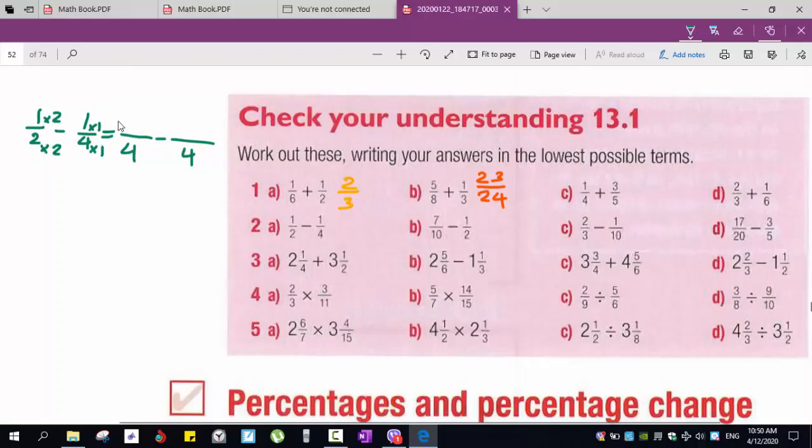Now 1 times 2 is 2. 2 times 2 is 4, it's correct. 1 times 1 is 1. 4 times 1 is 4. Now we have the same denominator, we can just subtract the numbers. 2 minus 1 is equal to 1 over 4. And there is no number that can divide 1 and 4 at the same time, so it's the simplest form.